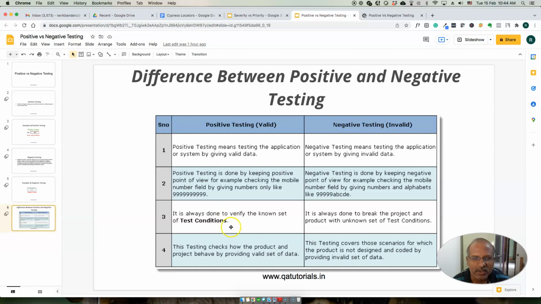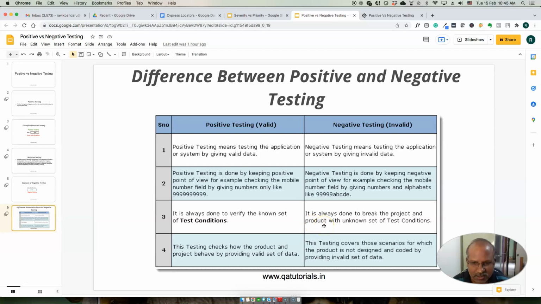Why do we need to do positive testing? Positive testing is always done to verify the known set of test conditions. Suppose we have the age field. We know age should not be less than 0, and should not be greater than maybe 200. Those are the positive testing scenarios.